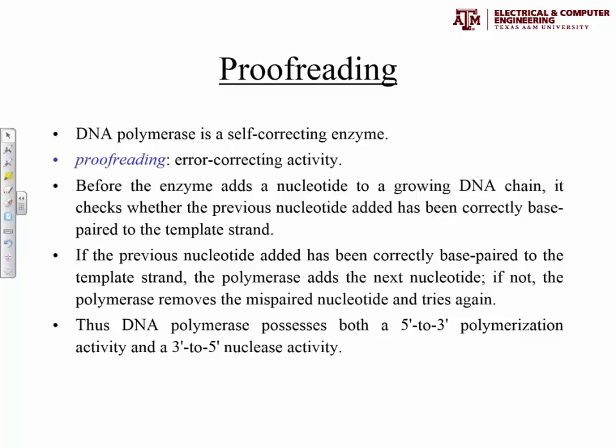Could you give one example of something like a mispaired nucleotide? Oh, a mispaired nucleotide, yeah. So A with T is correct, but maybe A with G or A with C would be mispaired.